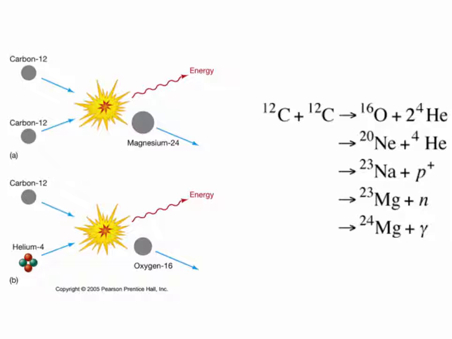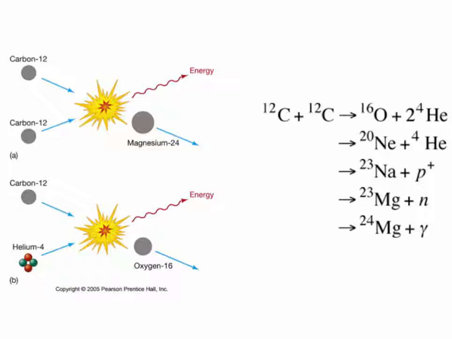I don't expect you to memorize these, but I put them up here to show you some of the things that can happen. 2 carbon atoms can fuse together and produce magnesium, and in the same thing release energy. Or 2 carbon atoms can fuse together, produce oxygen, and release some helium particles, which then can go out and do more fusion. Or we can make sodium, or we can make neon, several options for what can happen when 2 carbon atoms fuse. All of these will happen to some extent in the core of the massive star.